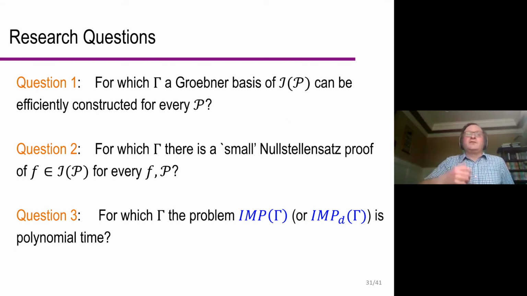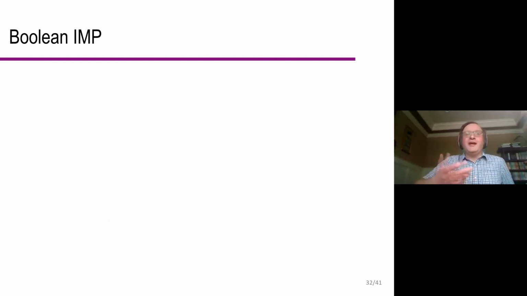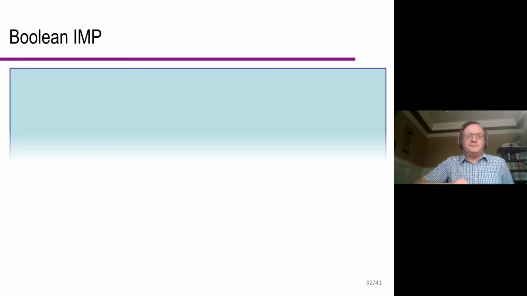generally. So we want to know for which gamma the problem IMP of gamma or IMPD of gamma can be solved in polynomial time. So basically, we want to get a result similar to that for CSPs. Okay, and the result for Boolean IMPs is strikingly similar to Schaefer's theorem.